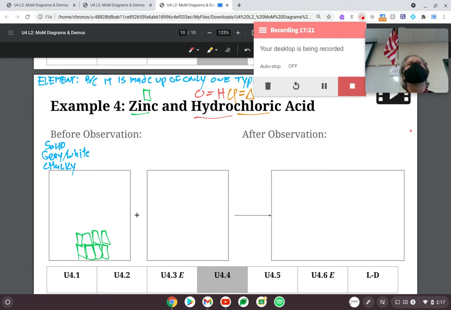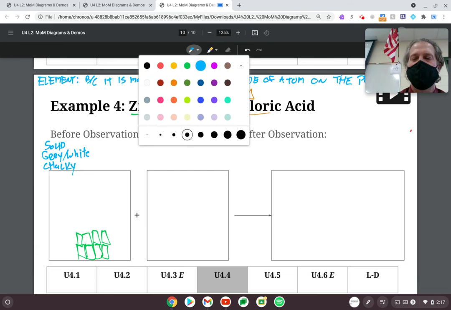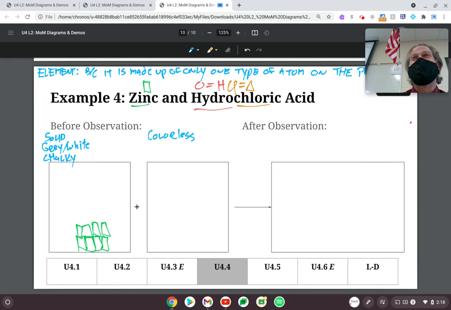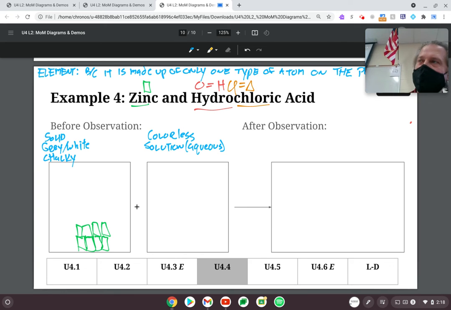So wandering around, what observations did you make about the hydrochloric acid? Colorless? What else? Is it a liquid? Liquid. It's a liquid. Also solution. It's a solution. Right. So that means it's aqueous. Did it appear that you could see through it or no? Yeah, you can see through it. So we would say it's clear.